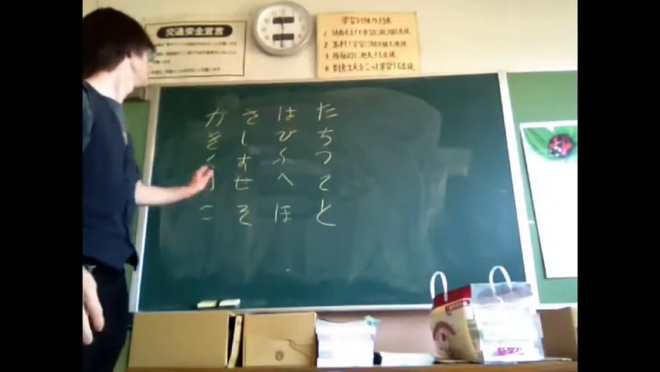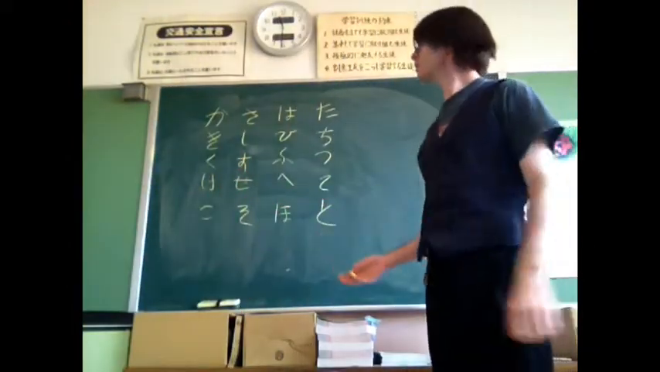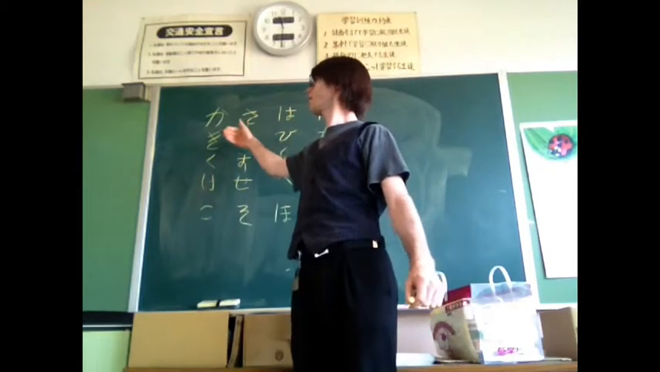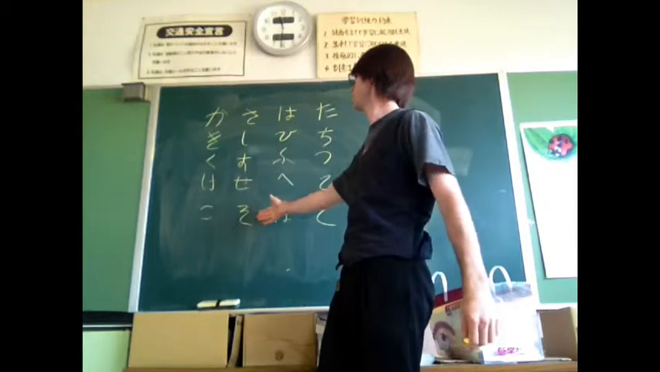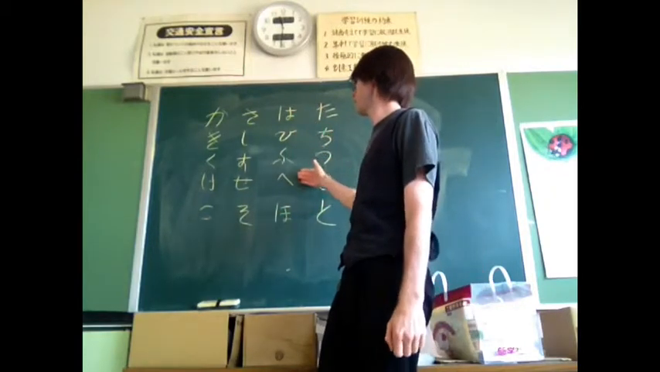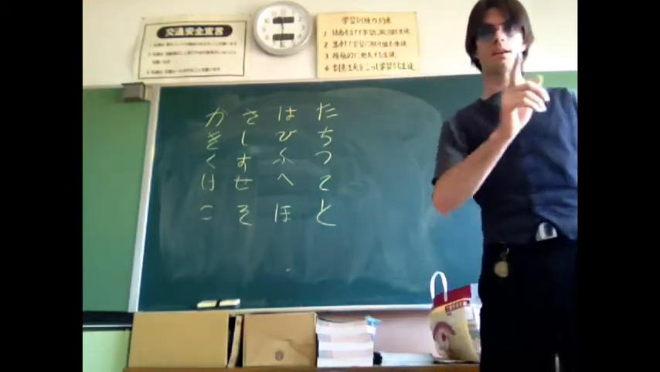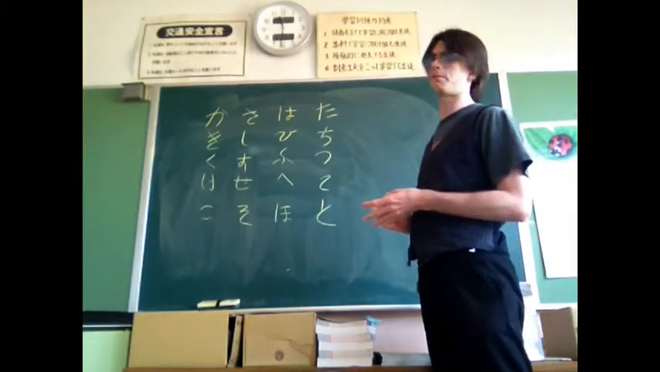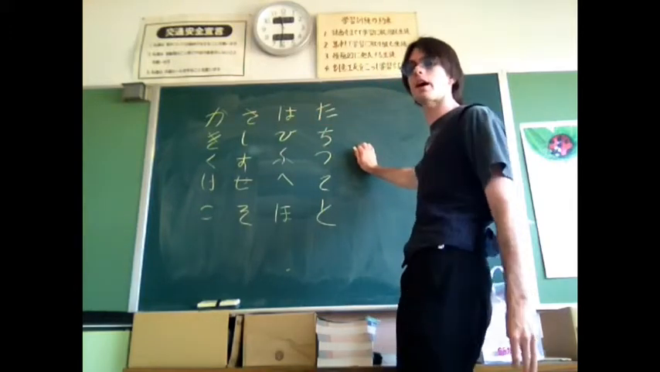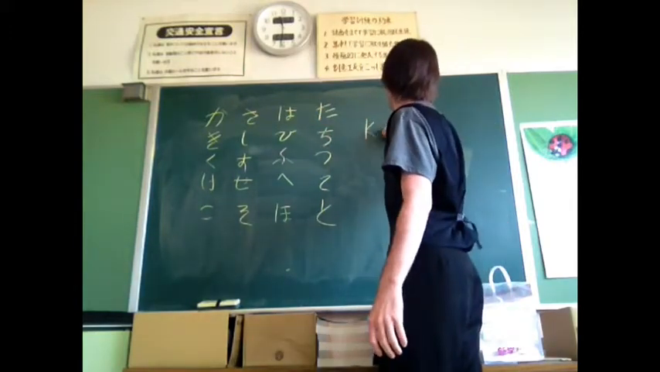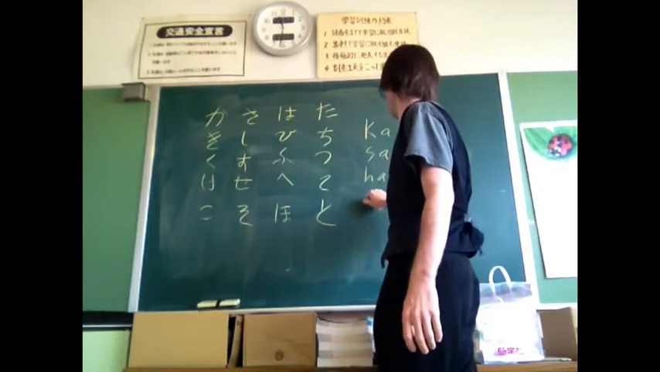Okay. So I've written down a couple of these. Let's read them really quick just for fun. We've got ka, ki, ku, ke, ko, sa, shi, su, se, so, ha, hi, fu, he, ho, ta, chi, tsu, te, to. What do all of these have in common? Let's look at just the top row. Ka, sa, ha, and ta.